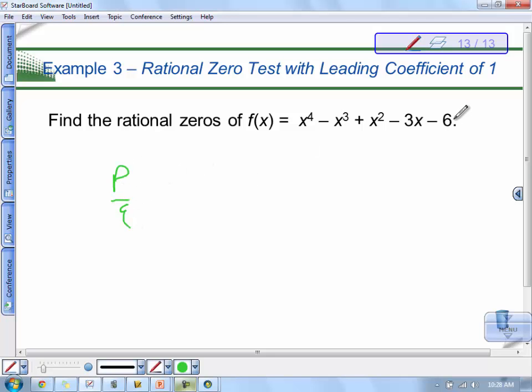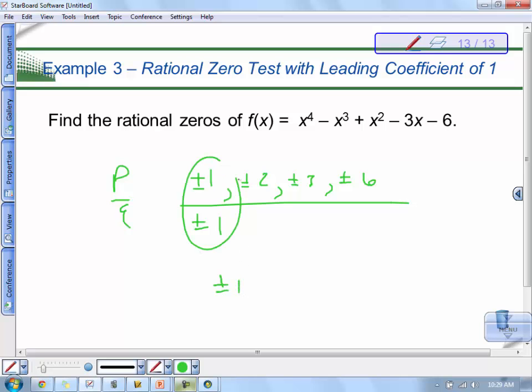Now, p is factors of -6, which could be plus or minus 1, plus or minus 2, plus or minus 3. Those are the factors of 6, and plus or minus 6. Okay, the factors of q then are plus or minus, well, 1. That's it. So if you make a fraction of these, then the potential zeros are at plus or minus 1, which is from here.